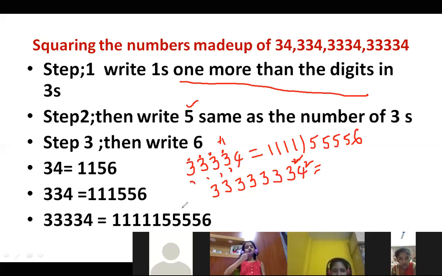How many ones? Then you should count threes. Then one extra one you should write there. Then you write fives. How many fives? Equal number of threes. Then add six. That's it. Extra one, five equal.